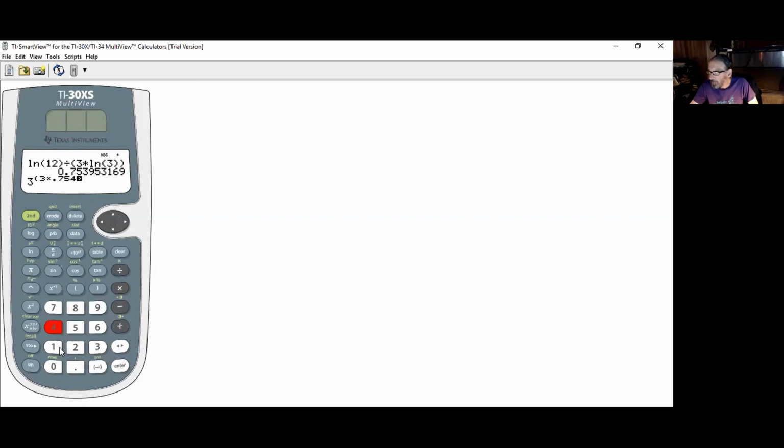And if we check that, 3 to the power of 3 times 0.7540, we should come up with something really close to 12. If we were to round to the same number of places, we would have 12.0019. That's pretty close to the 12.